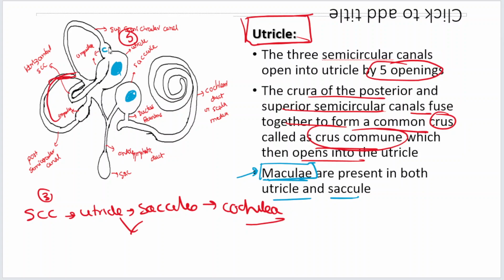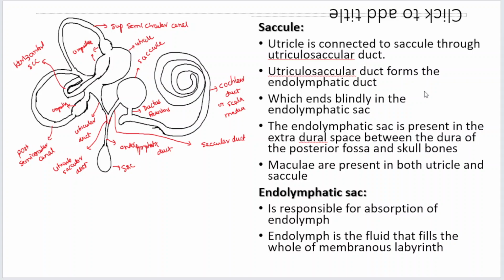You can remember this: crista is present in the semicircular canals. Semicircular canals for C, C for crista. You can remember it like this. So the sense organ that is present in the semicircular canals is called the crista, the sense organ of balance. Both of them are sense organs of balance. But the sense organ of balance that is present in the utricle and saccule is called the macula. Okay. Now coming to the saccule.